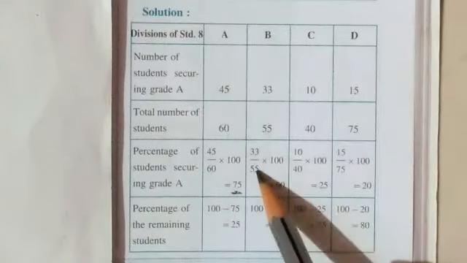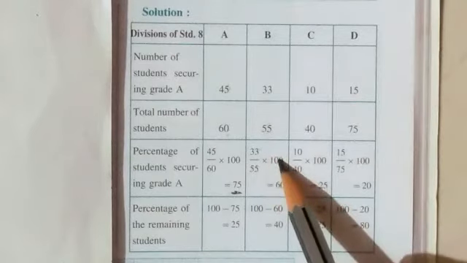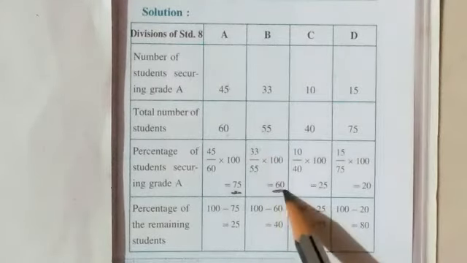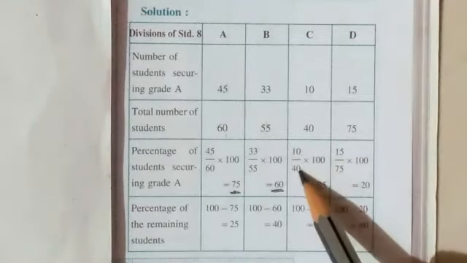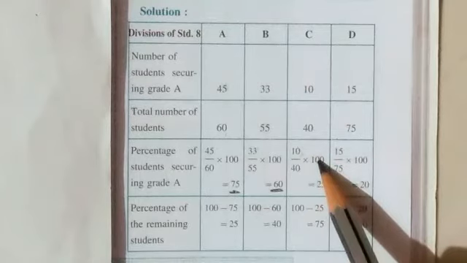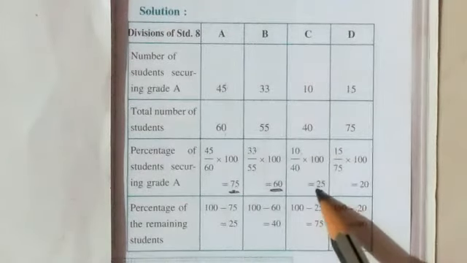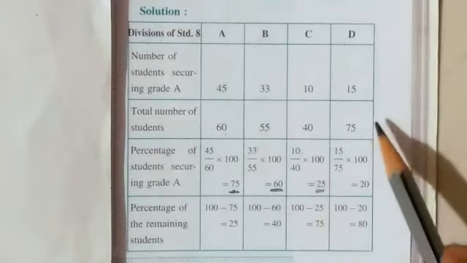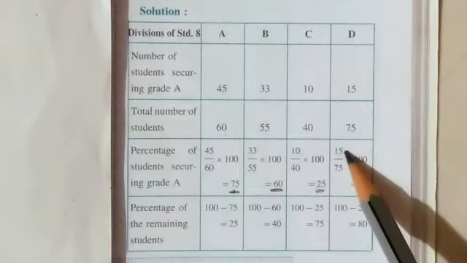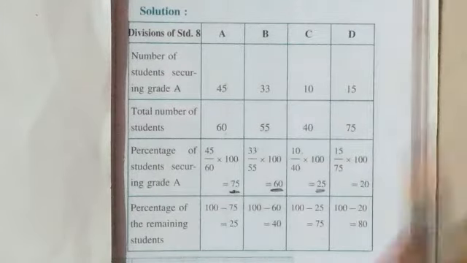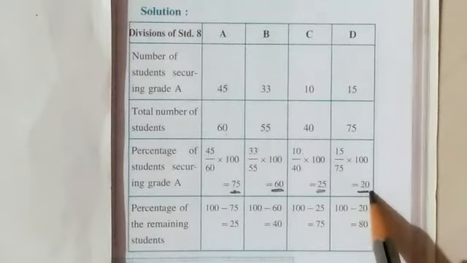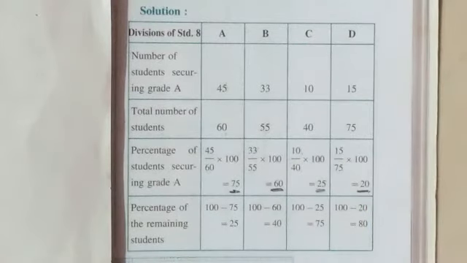33 among 55, so 33 upon 55 multiplied by 100, we will get the percentage 60. From division C, 10 students among 40, it means 10 upon 40 multiplied by 100, percentage is 25. And from division D, 15 students upon 75 multiplied by 100, we got 20% students who are securing A grade. Now students, we have to find the remaining students.